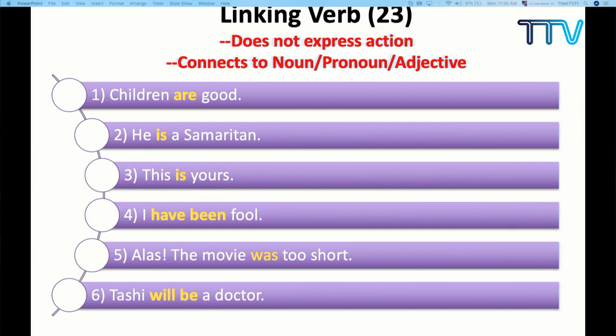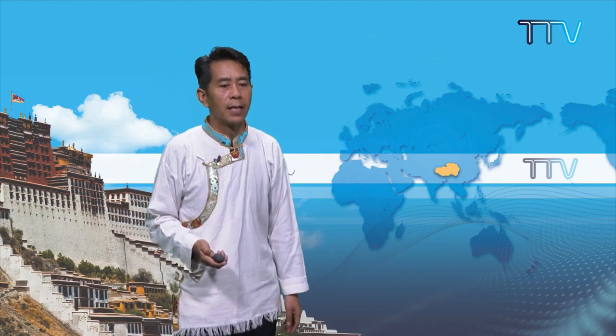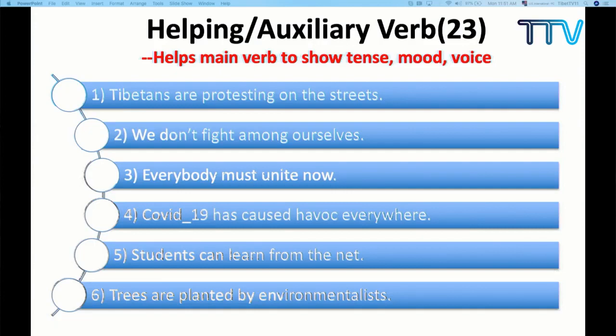Okay, so shall we move on to the next? Yes. So we have done the principal verb. Second one is the linking verb. And now what is the next? The helping verb, or in other terms, the auxiliary verb. So what is the main work of the helping verb? The helping verb helps the main verb to show the tense, the mood, and the different voices. That is the main work of the helping verb.